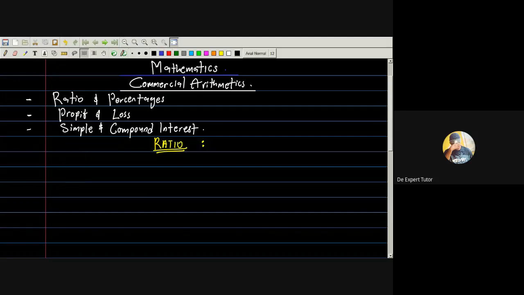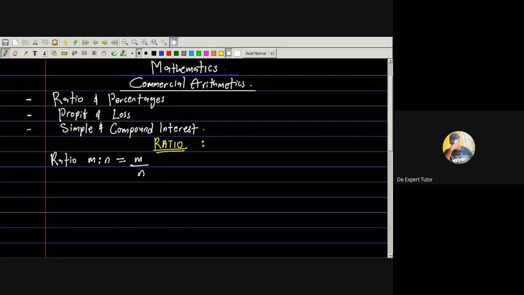And for calculation's sake, wherever you see ratio, take it as division. For example, if I look at this ratio m to n, I can write it as m divided by n. So wherever you see ratio, you can take it as division. Just like the way sum means addition, difference means subtraction, product means multiplication, ratio means division.